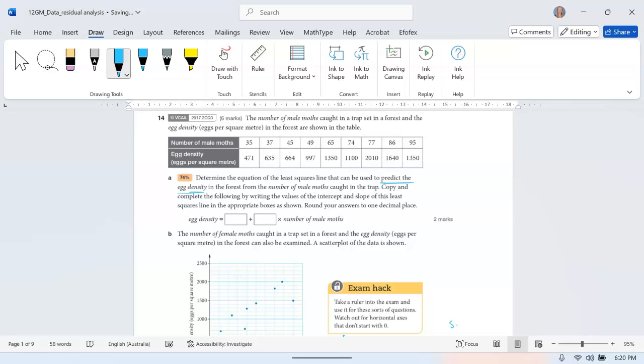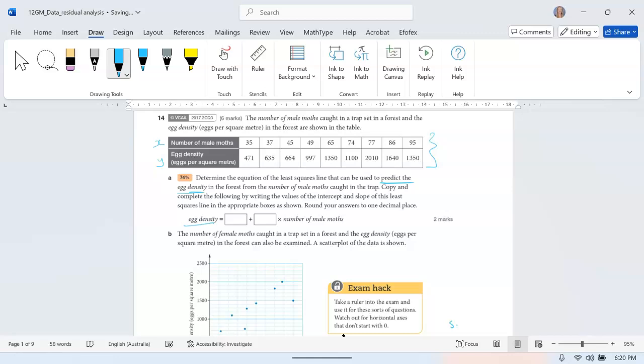So egg density is our response variable, or our Y, which goes into list 2, and number of male moths is our explanatory. You can also see here, it's given us, isn't that nice? Egg density tells us it's our Y. So when you're putting these values into your lists, it just helps you do that.